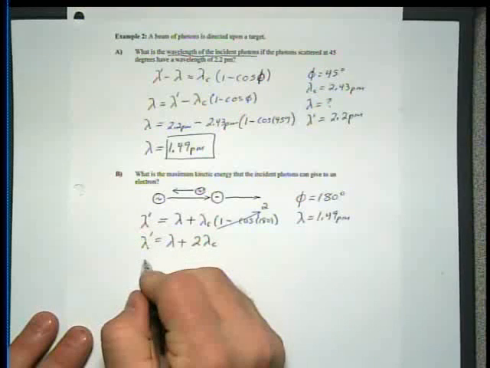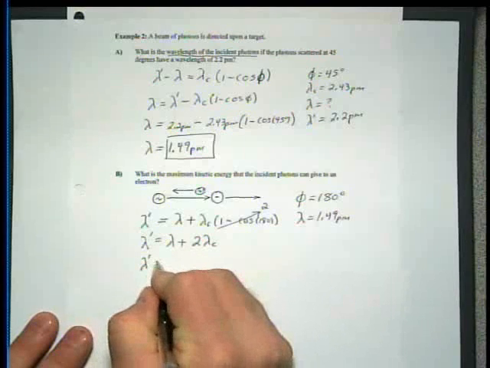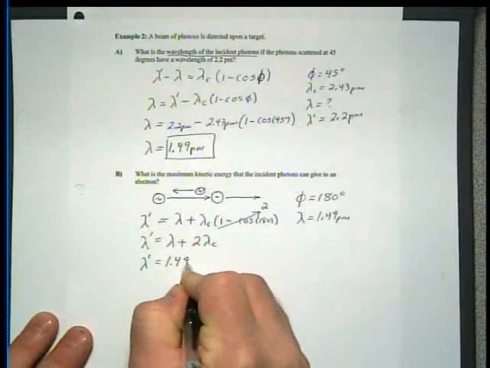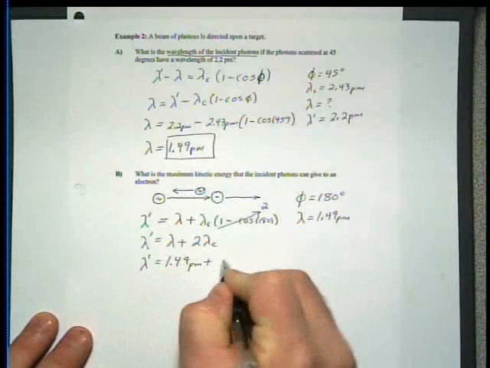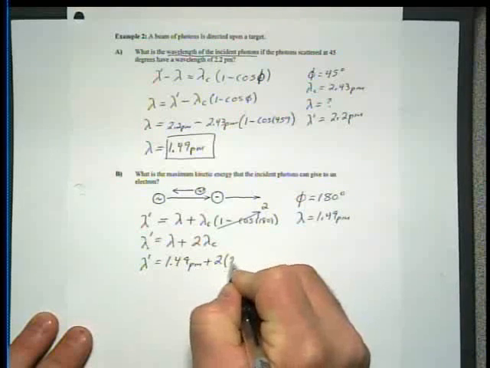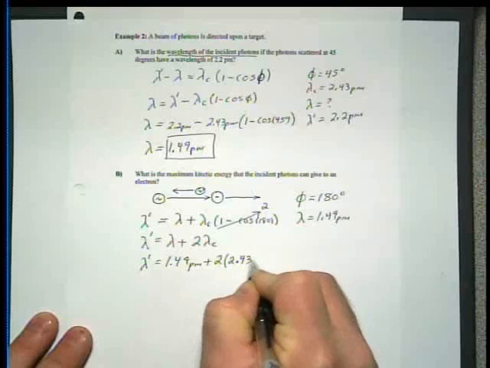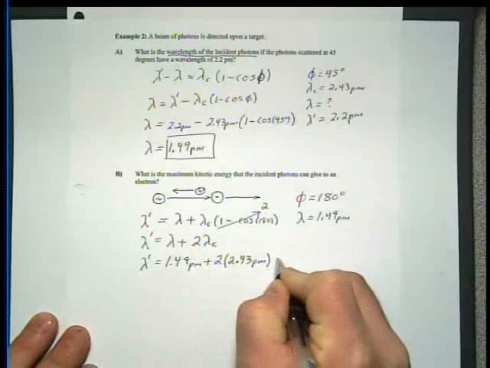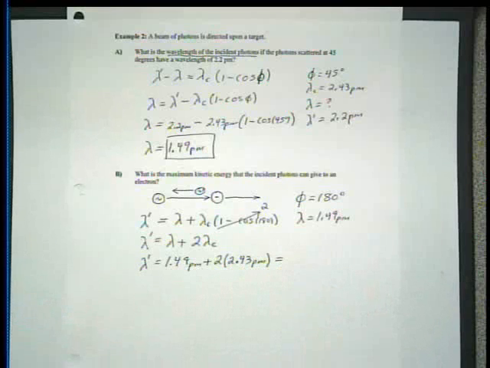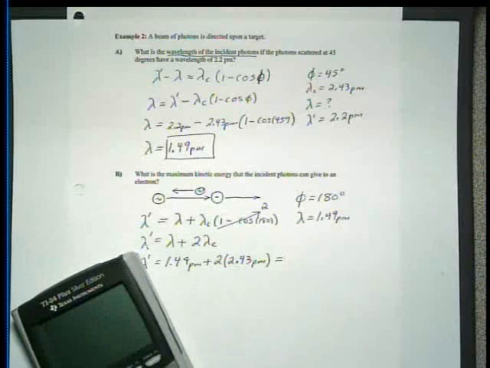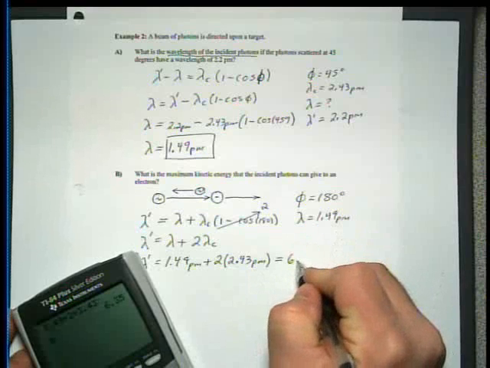Now, to find lambda prime, I've already got 1.49 picometers. And if I remember right, I believe lambda c is 2.43 picometers. So I'll put those two together. 1.49 plus 2 times 2.43. I get 6.35 picometers.